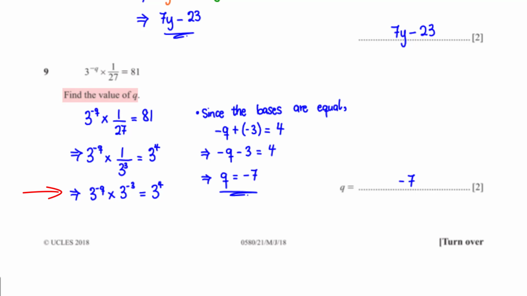And so since we've succeeded in rewriting the equation to the same base, we can now say that negative q plus negative 3 equals 4. And this simplifies to give us the value of q as negative 7.